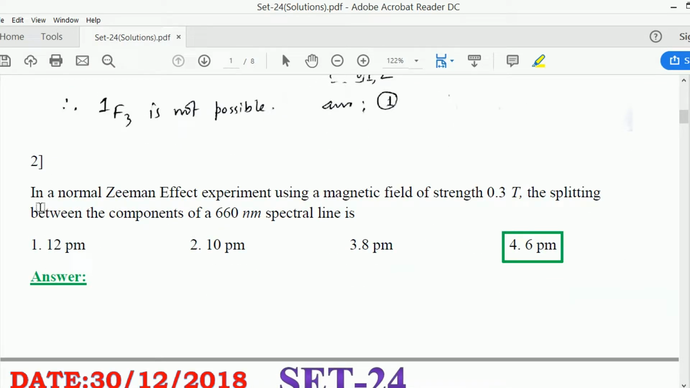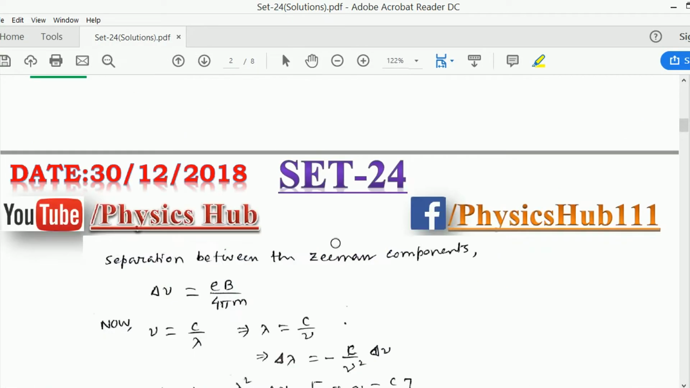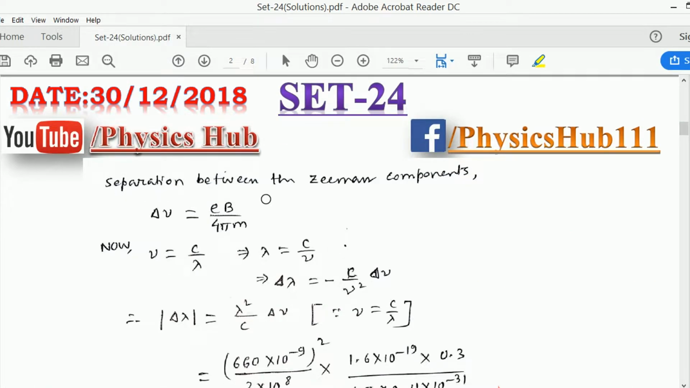This is from the Zeeman effect. In a normal Zeeman effect experiment using a magnetic field of strength 0.3 tesla, the splitting between the components of a 660 nanometer spectral line is? Let's look at the solution. The separation between the Zeeman components is given by delta nu equals eB by 4 pi m, where e is the electronic charge, B is the magnetic field, and m is the mass of the electron.